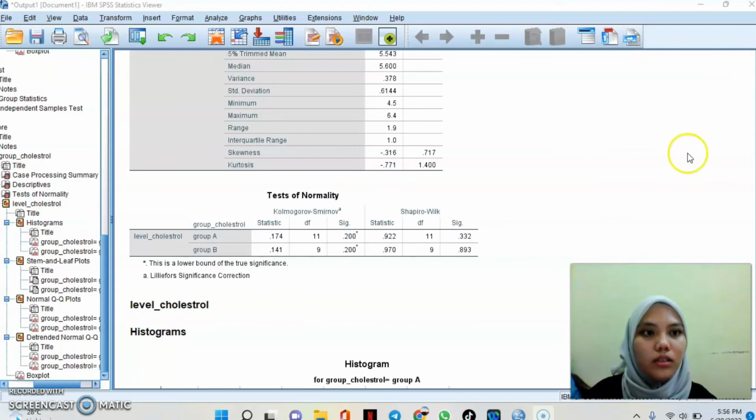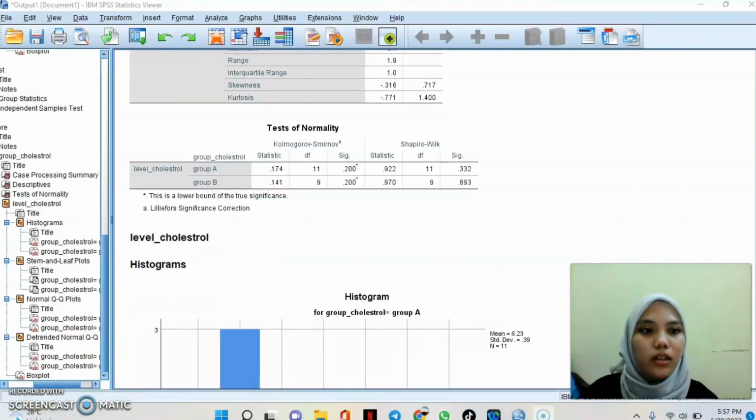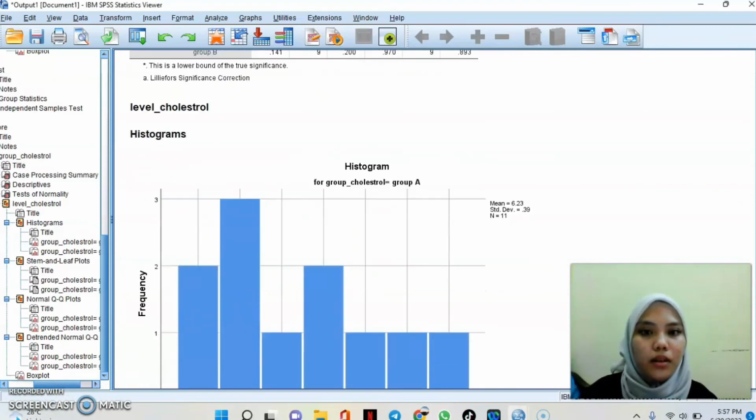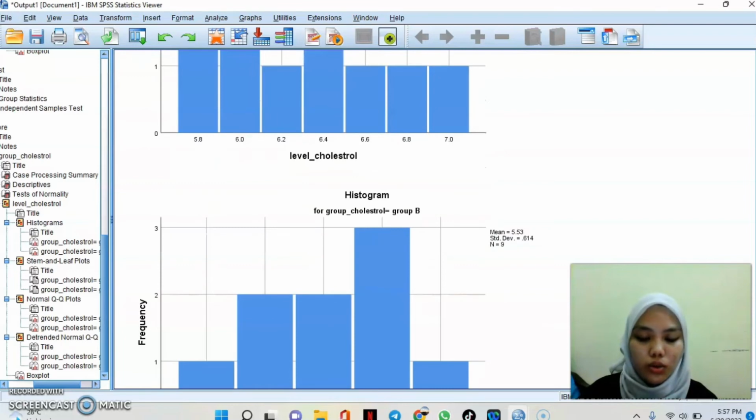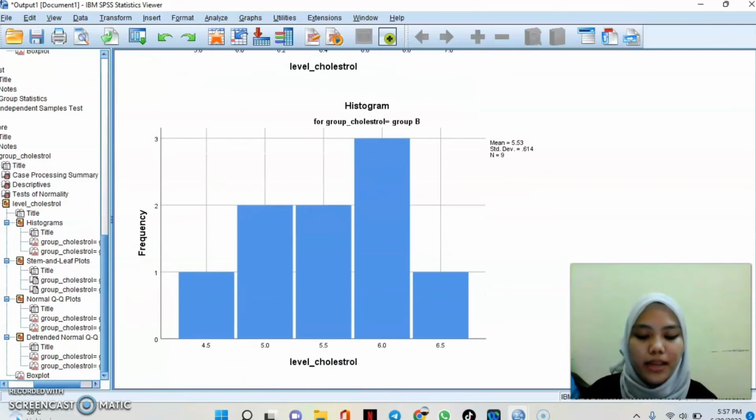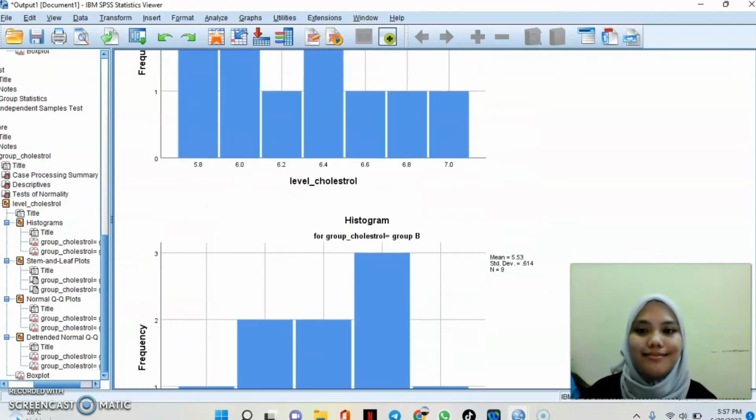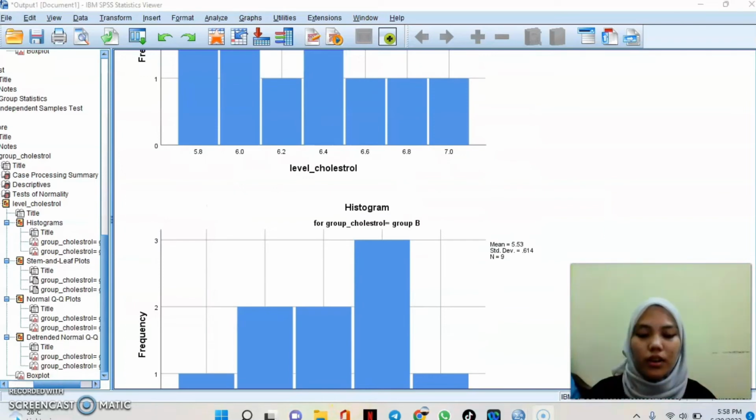For the histogram graph, graphically both graphs show normal distribution, so the assumption is met. Distribution is normal, therefore the appropriate method used is the independent t-test. For the last one, we state the hypothesis. There is no significant difference in mean of cholesterol level between group A and group B, and there is a significant difference in mean of cholesterol level between group A and group B.